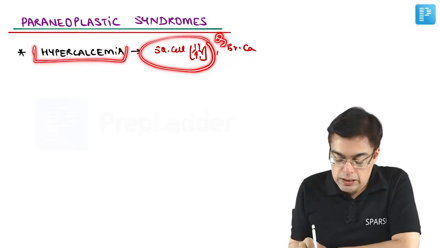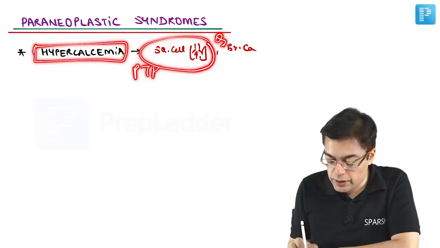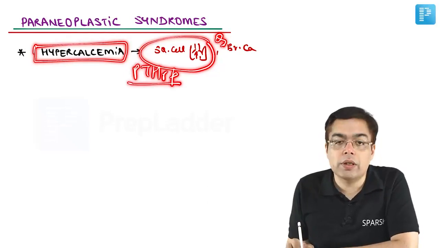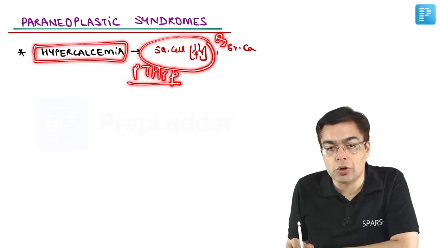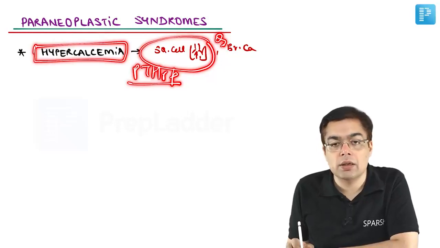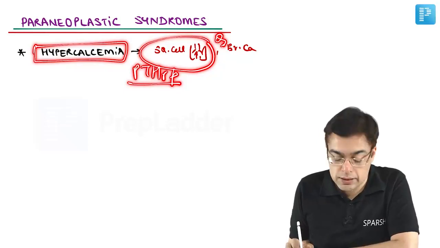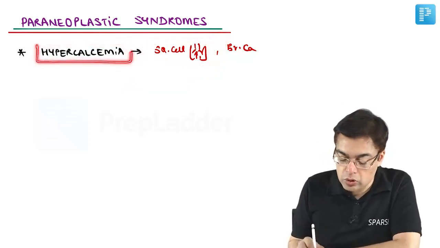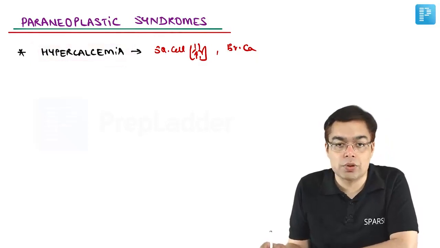Why we are talking about hypercalcemia over here is because there is going to be a secretion of a molecule called PTH related peptide by the tumor cells in case of lung as well as breast cancer, and that is going to be responsible for causing the development of hypercalcemia. Incidentally, this hypercalcemia is the commonest paraneoplastic syndrome that is observed clinically.